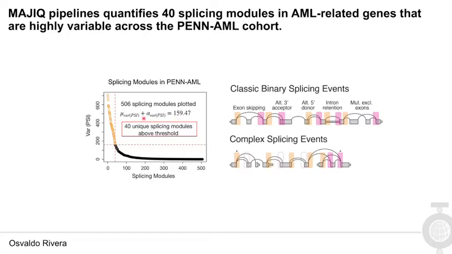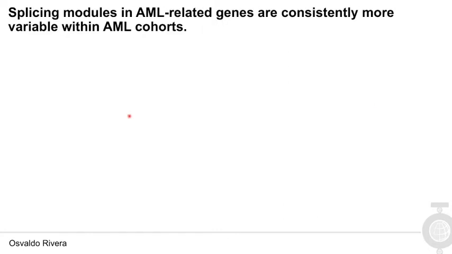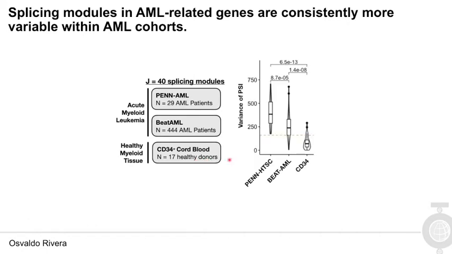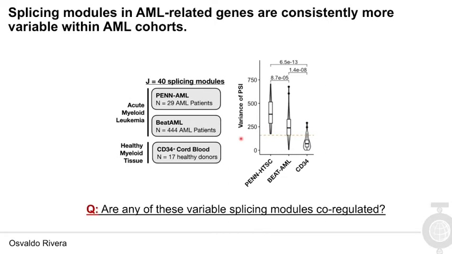To determine if this is a unique feature of our dataset or representative of a pattern within AML, we next assess these 40 highly variable splicing modules in the larger publicly available BEAT-AML cohort as well as a cohort of healthy myeloid cells. Strikingly, we see that the variance of these 40 modules is significantly higher in both AML cohorts compared to healthy myeloid cells. In this violin plot, we have the sample groups versus the variance of psi for each of the 40 splicing modules.